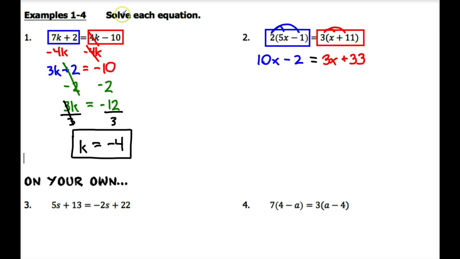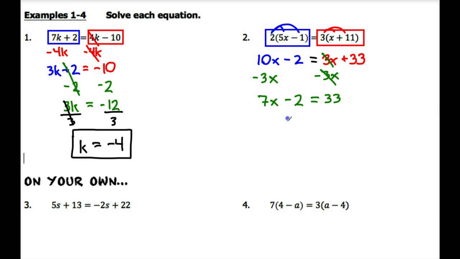And again, I like to move everything to the left, so I'm going to subtract my 3x from here, and then also from the left side, right underneath my 10x. Okay, so on the right side, those 3x's will cancel, and you're left with a positive 33. On this side, 10x minus 3x is 7x, and then we'll bring down that minus 2.